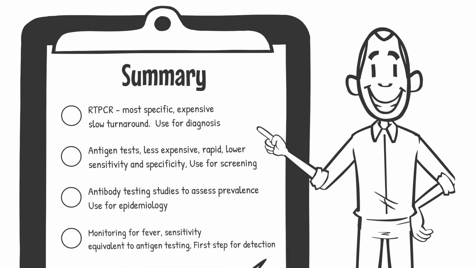It has a slow turnaround time and should be used predominantly for diagnosis and treatment. Antigen testing is less expensive. It has a rapid turnaround time, but is less sensitive and specific. It should be used for screening. Antibody testing shows a delay in increase in IgG and IgM and should be used to determine the number of cases in an area, or the prevalence. It should be used for epidemiologic studies.